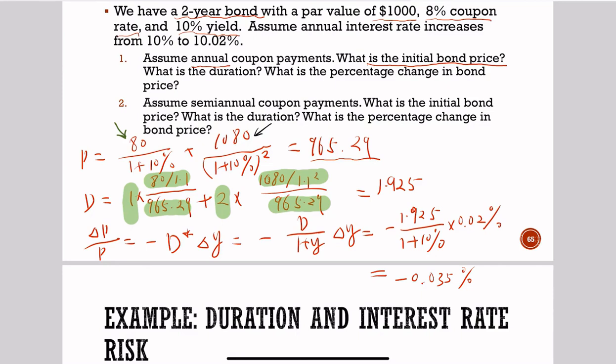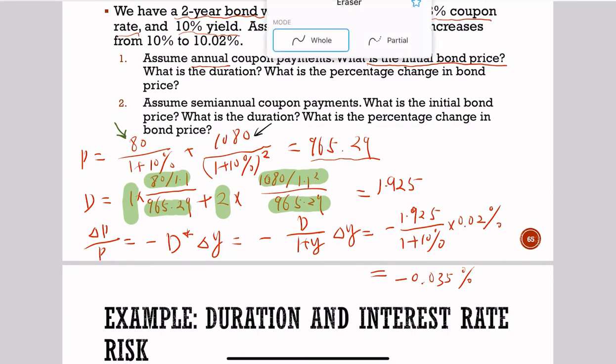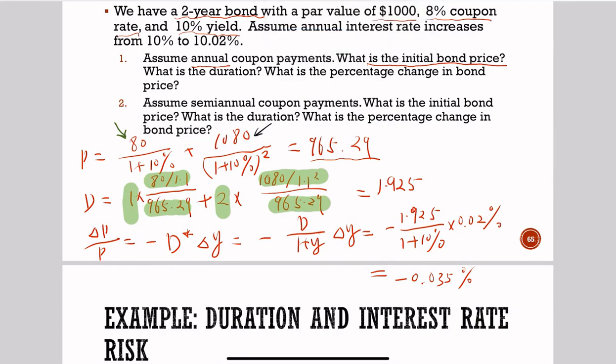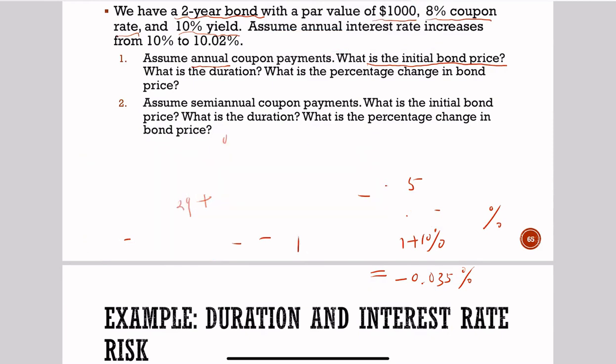Okay, that's the simpler case. That's the case if you have annual coupon payments. Now let me make your life a little harder. Let's think about the more complicated case. Let's say we are looking at a more realistic case, with semi-annual coupon payments. First, what is the initial bond price? What is the duration? What is the percentage change in bond price?